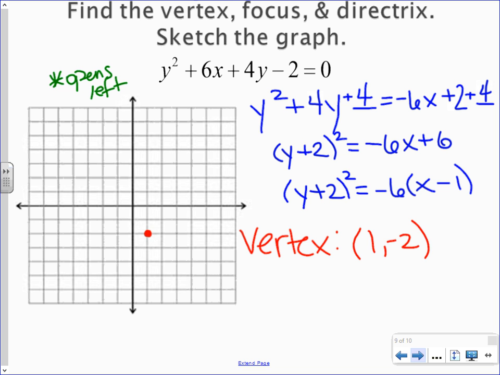Okay, let's talk about p. Our coefficient is negative 6. Remember, our coefficient is always 4p. So p is negative 3/2. Now, because p is negative, it is opening in the negative direction, right? I'm really going to ignore the negative as I plot things. The negative's telling me we're going left, but I'm still going to count 1.5 for everything.